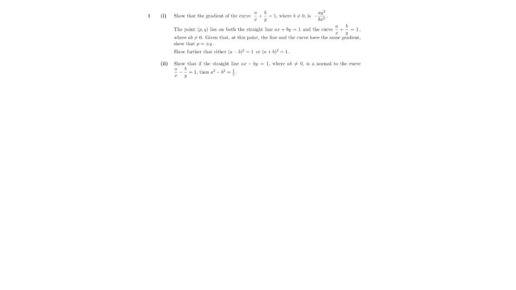Now we move on to part 2 of the question. Show that if the straight line ax plus by equals 1, where ab is not 0, is a normal to the curve a over x minus b over y equals 1, then a squared minus b squared equals 1/2. Okay, so this is part 2 of a question.